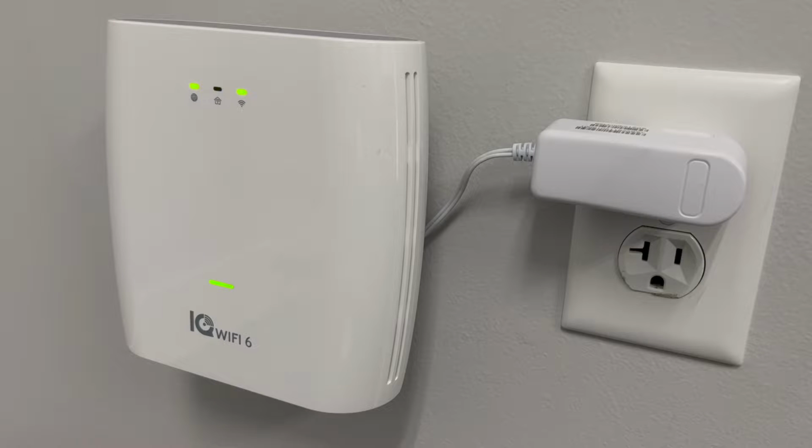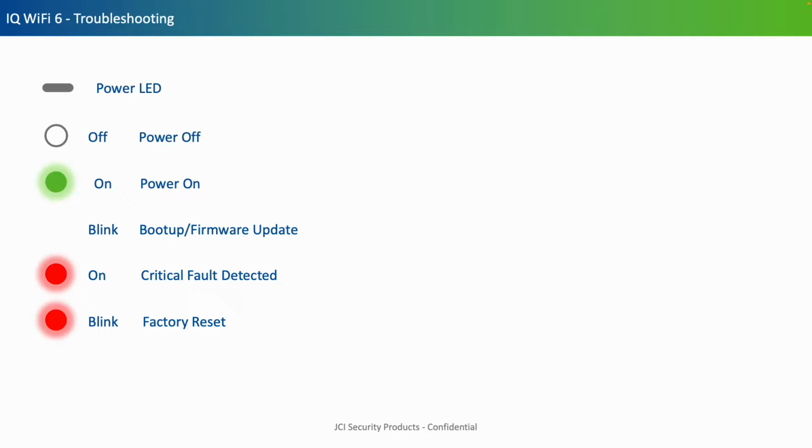There are 4 LEDs on every IQ Wi-Fi 6, but only 3 of them are currently operational. The power LED is on the bottom center of every IQ Wi-Fi 6, and will be one of 2 colors, red or green. Green is a good color, and it means that we're doing one of 2 things. We're either booting up with no problems, or if solid green, we are good to go. Red will mean a critical error, but when flashing indicates a factory reset.